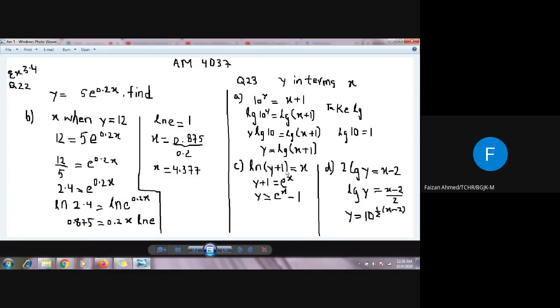So we can convert this ln form into index form. We know that the base of ln is e. So the base will be e, and x will come in the power, and this will become the argument, that is y plus 1. So this will be y plus 1 equals e^x. We have just converted that into index form.